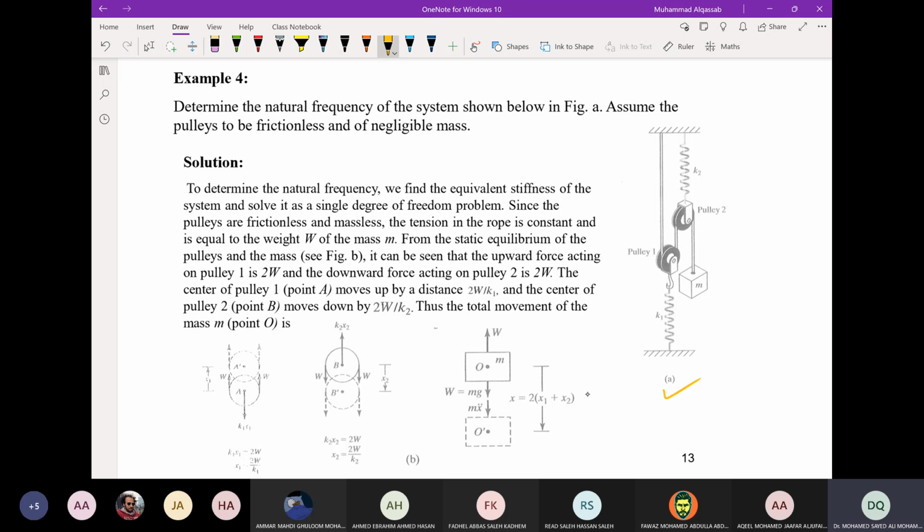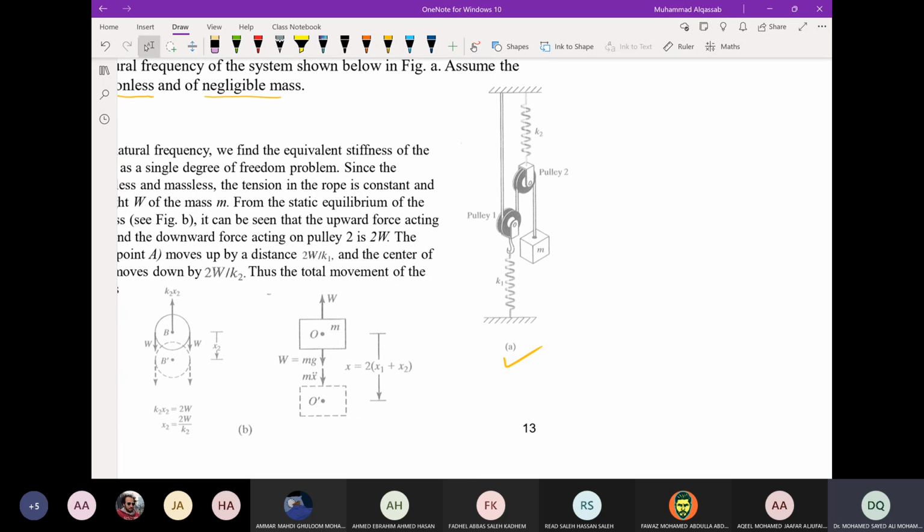As you can see, there are two springs and a pulley arrangement. If the pulleys are with mass, then this becomes maybe 3 degrees of freedom. And if the pulleys are not frictionless, then the tension in the cord will be different on the sides of the pulley. So with those two assumptions, that the pulleys are frictionless and of negligible mass, the system becomes a single degree of freedom system.